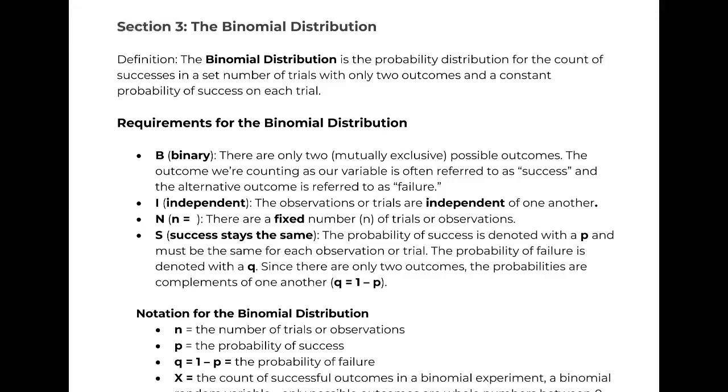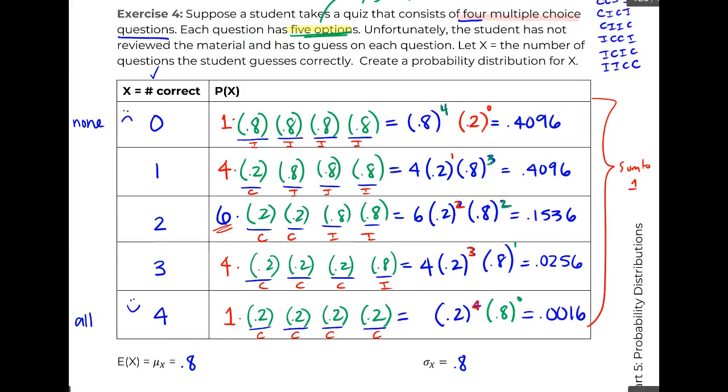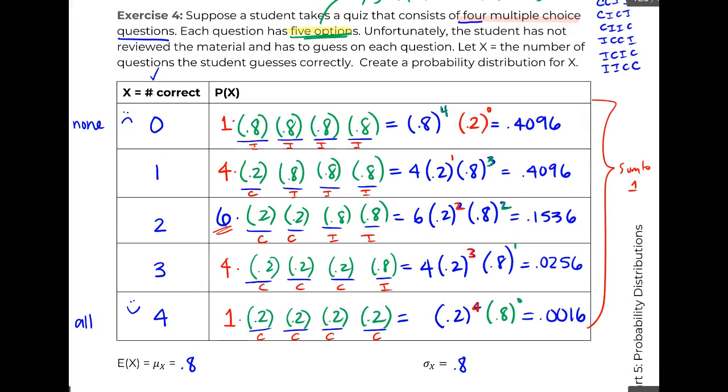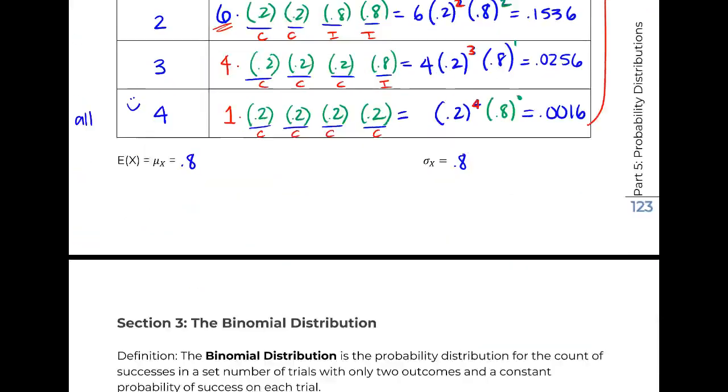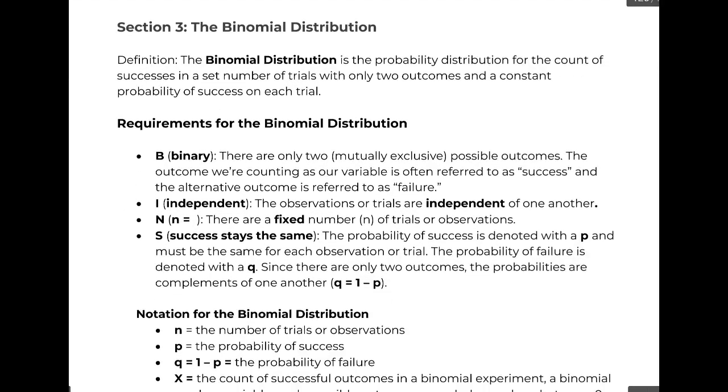So the pattern that we saw in exercise 4, this idea of 0.8 going down in terms of the power and 0.2 growing in terms of powers, even the number out in front, gives rise to a distribution called the binomial. So the binomial distribution is one that comes up whenever we are counting up a number of successes. So in this case, we are counting up the number of correct answers.